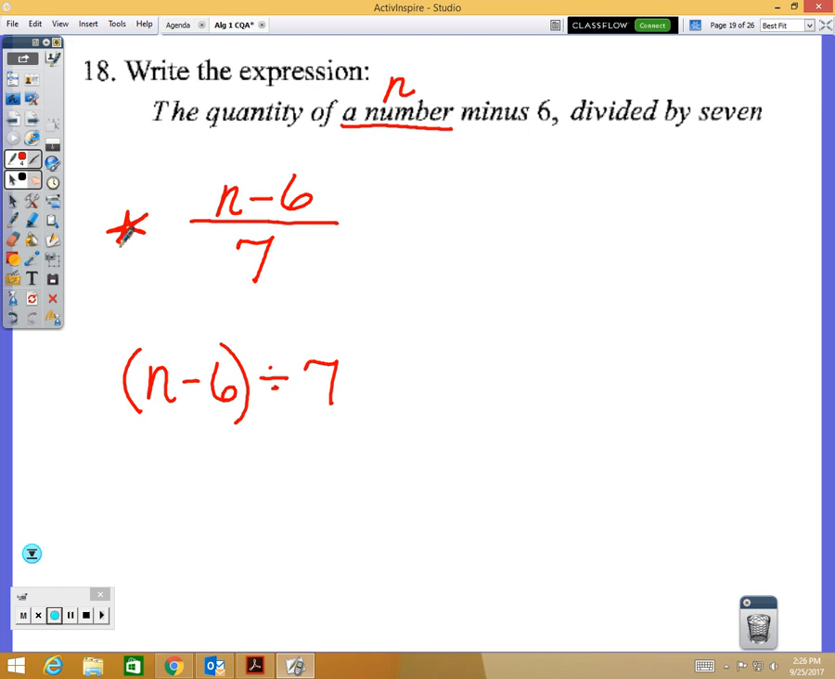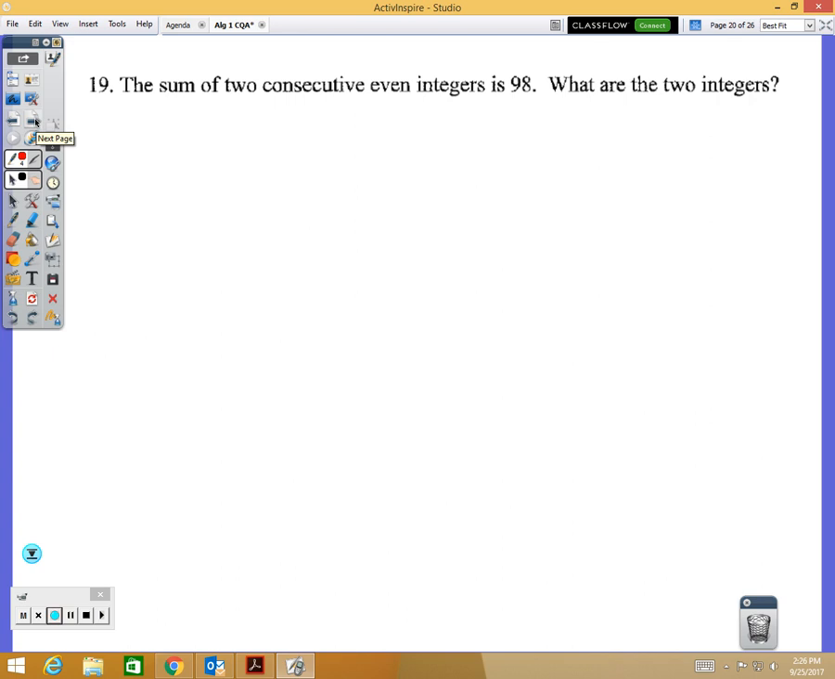All right. Number 19. The sum of two consecutive even integers is 98. What are the two integers? So some people ask me about the word consecutive. Consecutive means it comes one right after another. And we're talking about even numbers, like 4 and 8. Those would be consecutive even numbers.